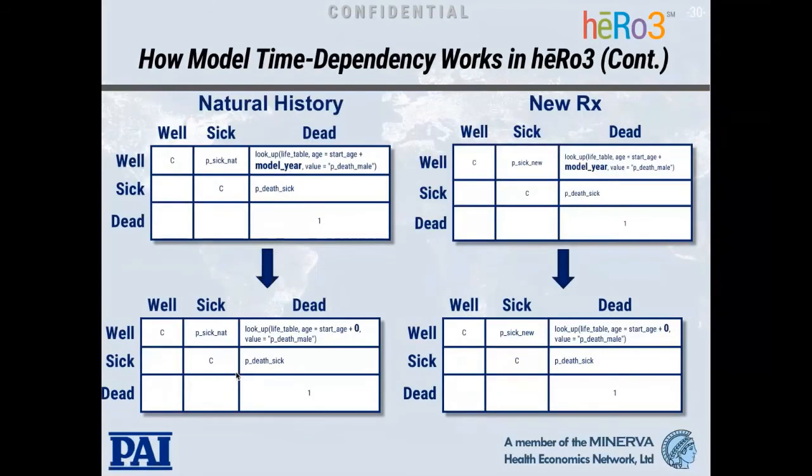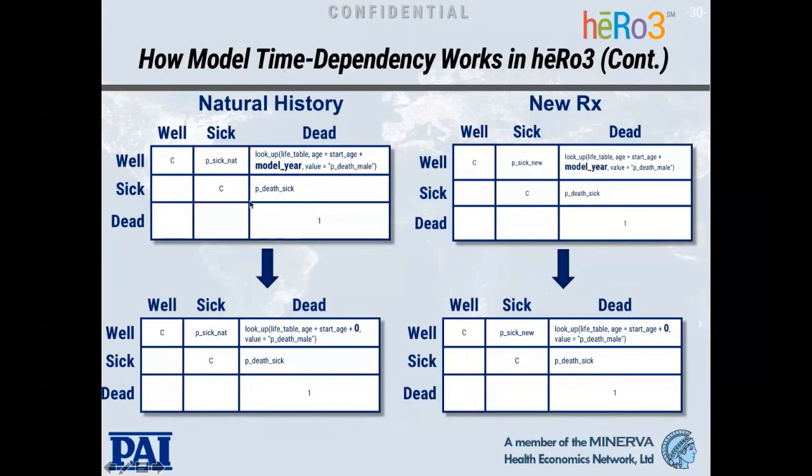Now the next step, we're taking these matrix form entries, and we're going to deal with the fact that there's a reference to model year. So the platform is going to recognize that you've referenced model time, in this case, model year. There are actually other variables for model day, model week, model month, and model year, all of which will yield the appropriate time of the model at any given cycle in that unit of time. And if heRo3 detects any reference to model time, for each cycle, it's going to substitute in the appropriate value of the model year.